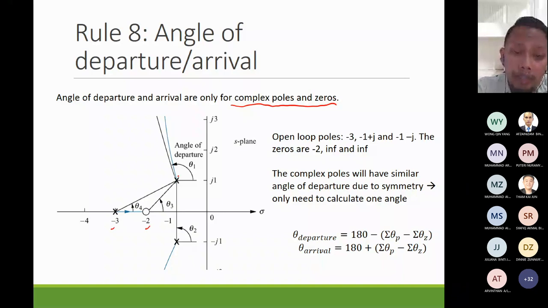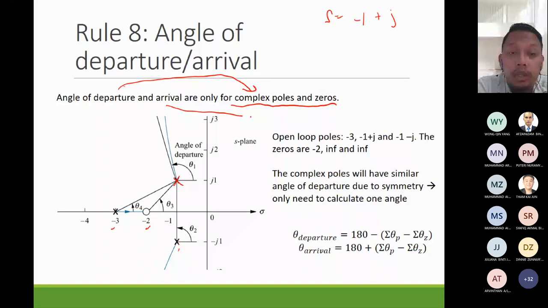So what happened if your poles is here? So here is S equals about minus 1 plus J. So here your poles is in complex number form. Okay, other imaginary values. Okay, so we have also poles down here. So when your poles is imaginary value, then it will have this angle of departure and arrival. So angle of departure for complex poles, angle of arrival for complex zeros.